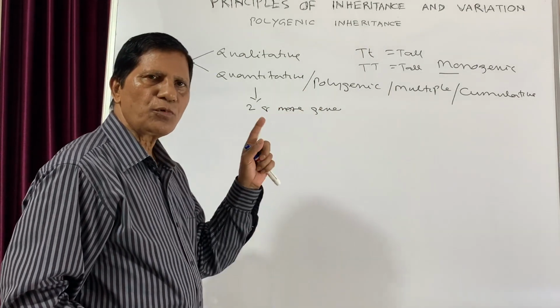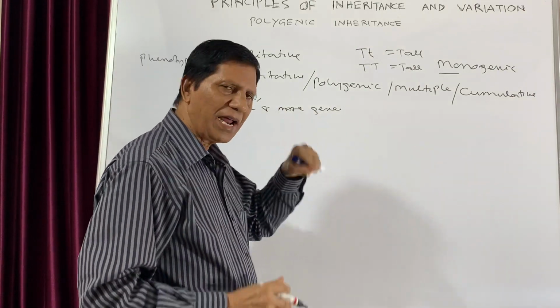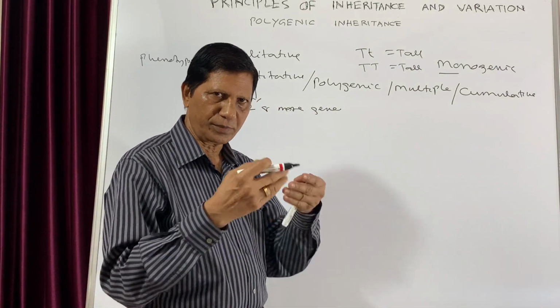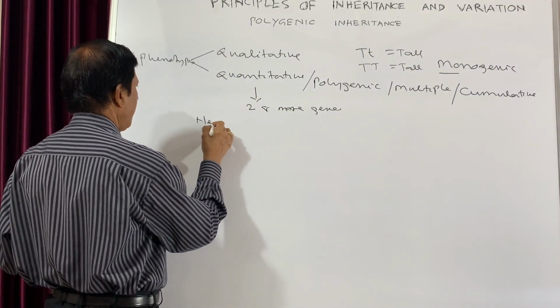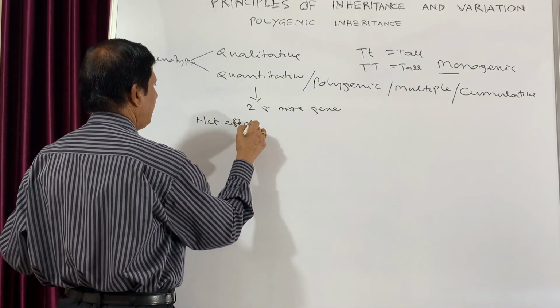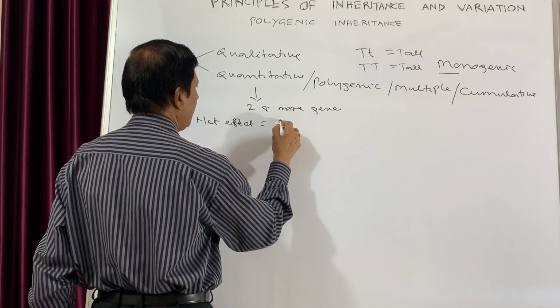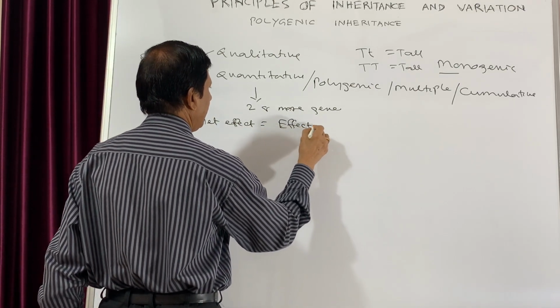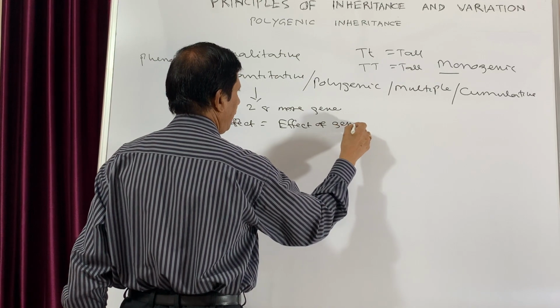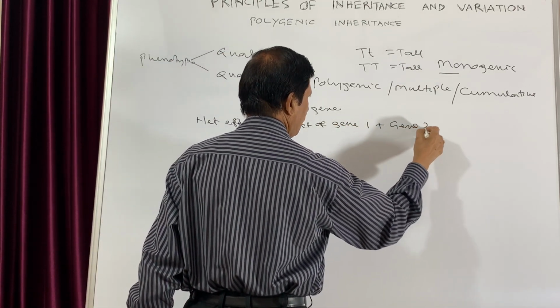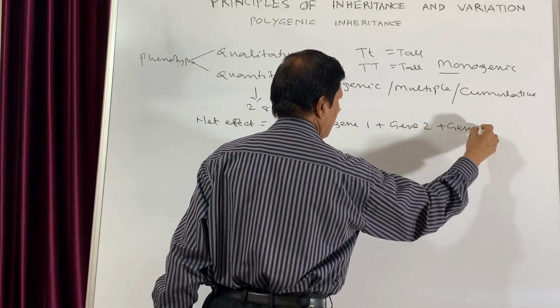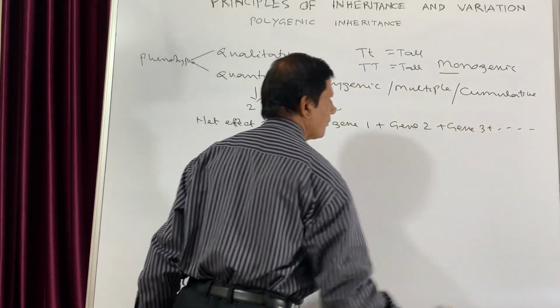So when two or more genes act on a particular phenotype, the net effect will be equal to the effect of gene 1 plus the effect of gene 2, the effect of gene 3, and so on.